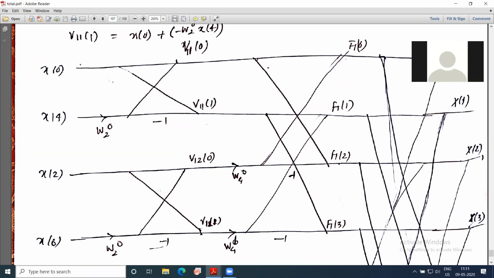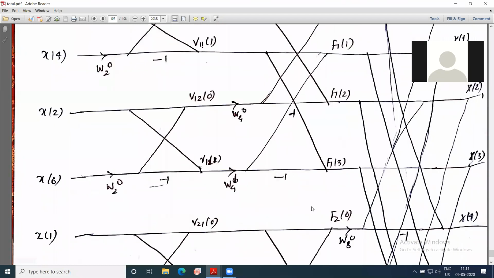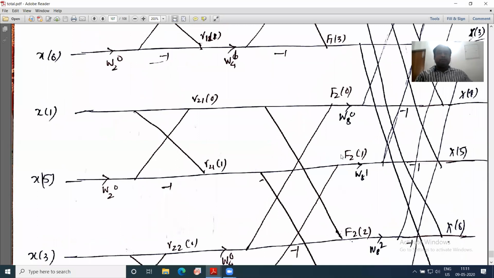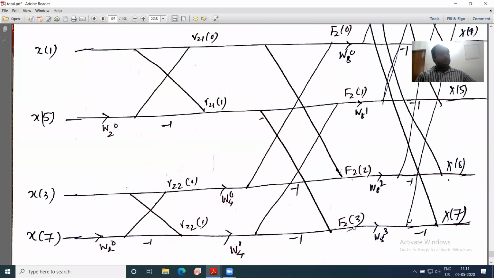Yes, sir. So we have computed f1 of 0, f1 of 1, f1 of 2 and f1 of 3. Now similarly, f2 of 0, f2 of 1, f2 of 2 and f2 of 3. These 4 are required. Agreed?